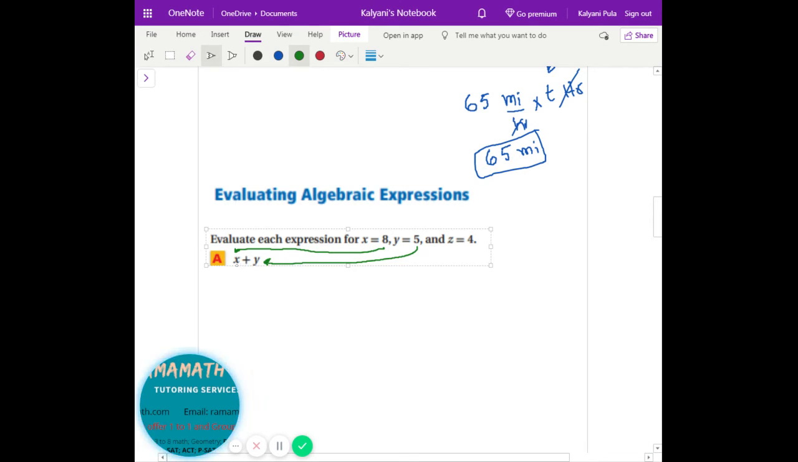For example, in this one, x value is 8 plus y is 5. And you know the math is simple, so it's 13 right there. But evaluate means whatever numbers are given to you, you have to plug them in and then solve using your math knowledge. Okay, make sense?